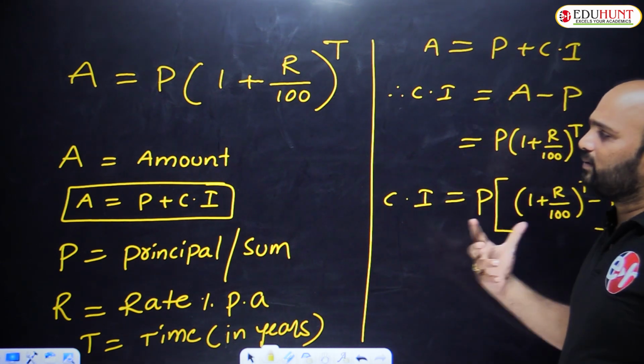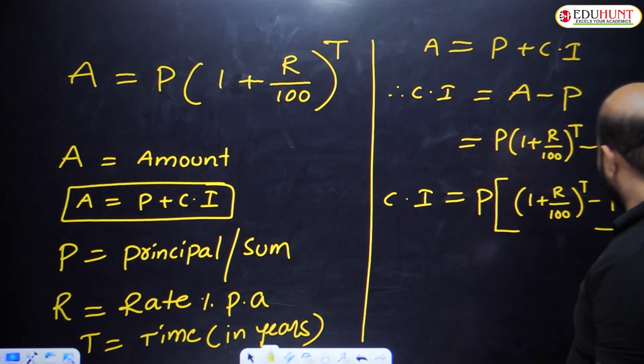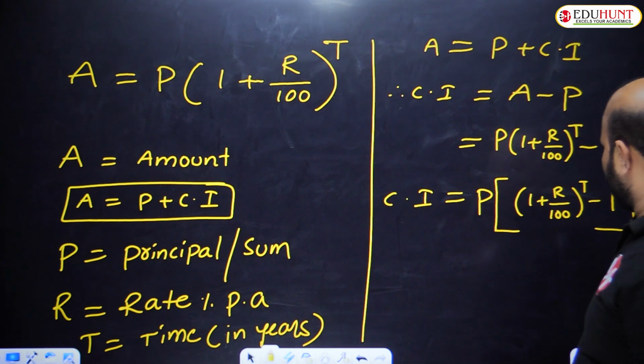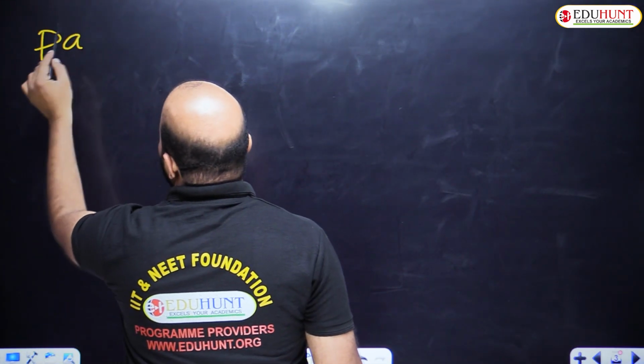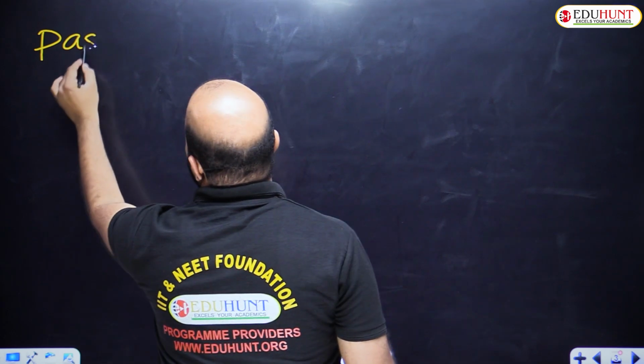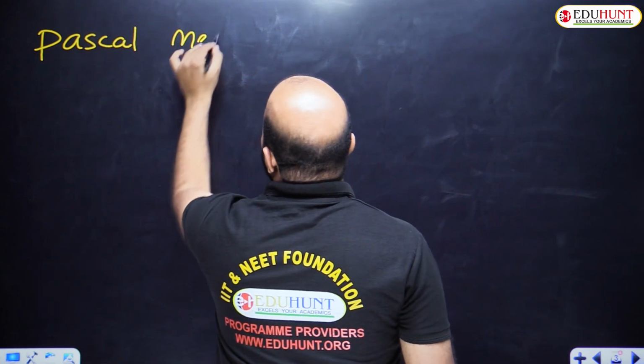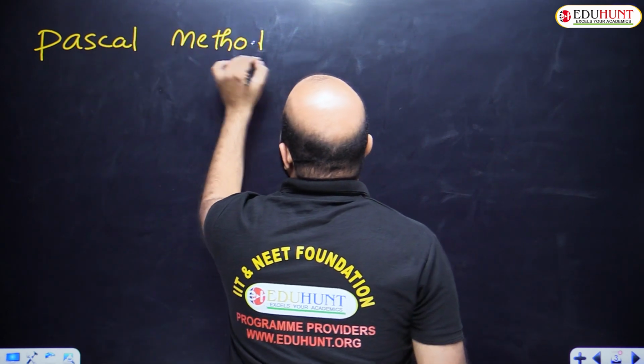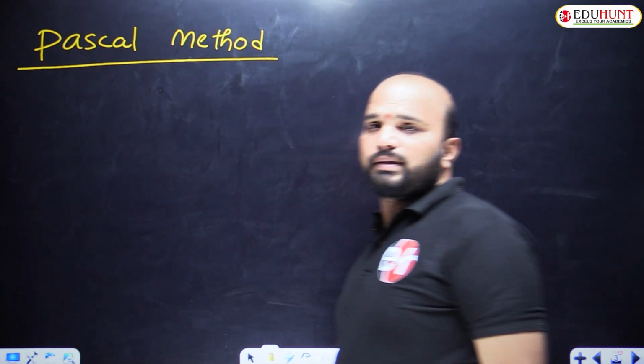But what is the main shortcut method? That is the Pascal method. That is a very important concept. So how are you going to check the Pascal concept based on compound interest? Compound interest calculated on the Pascal method.